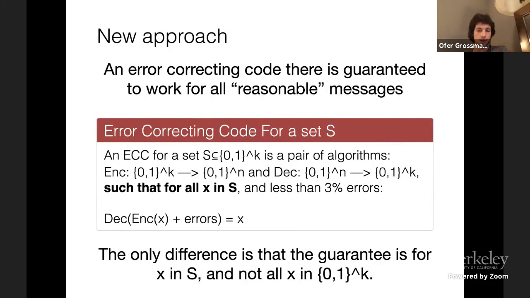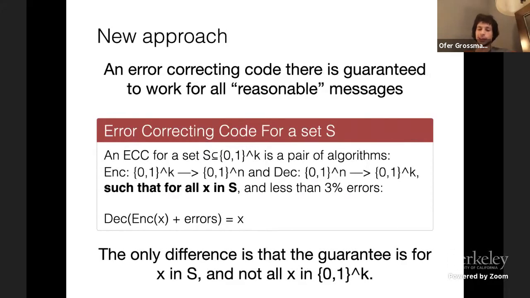All right, so here's a definition. An error correcting code for a set S, where S we can think of as the set of all reasonable images, is an encoding and decoding algorithm so that for all X in S, when I encode it, add errors, and decode, I get X again. The difference from our previous definition is that here my guarantee is only over X in S. Earlier I had a guarantee over all of {0,1}^k, and now I have a guarantee over X in S.